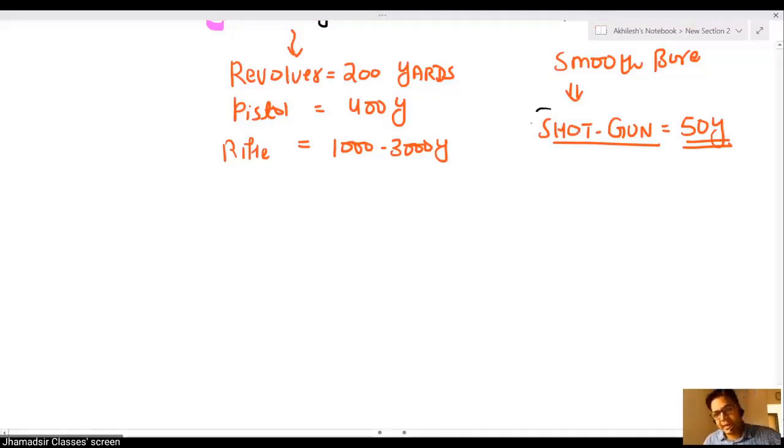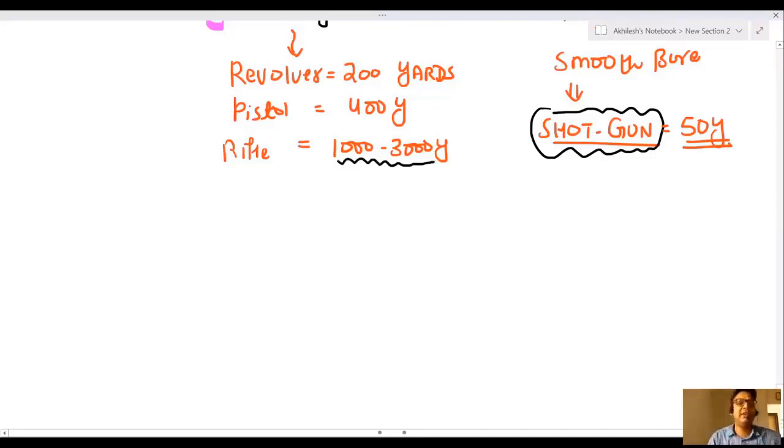Revolver, again I'm revising, my dear friend. Revolver range is 200 yards. Pistol range is 400 yards. Rifle range is the highest, 1000 to 3000 yards. Shotgun range is just 50 yards. Now, sir, it means a smoothbore weapon like the shotgun has very short range.